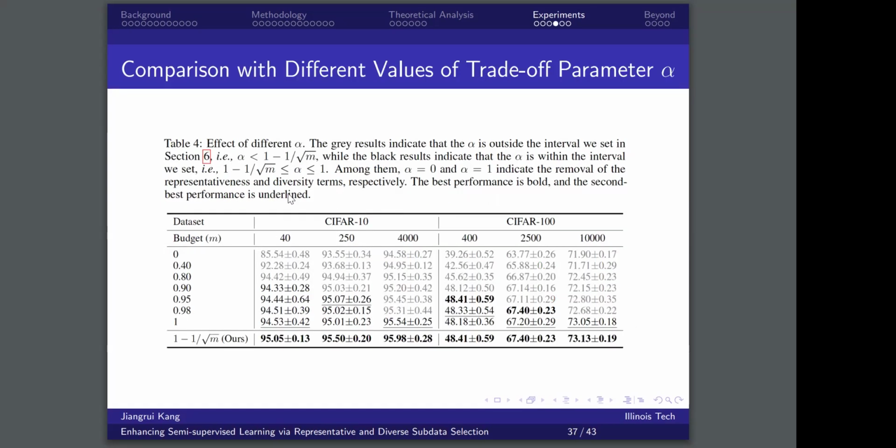And here we studied the effect of different alpha, and we finally found that the criterion derived by the last bound, 1 minus 1 over square root m, is the best one over fixed alpha. It's kind of unfair to compare with fixed alpha over different budgets, but we don't have any better benchmark for comparing the effects of our choice of alpha.